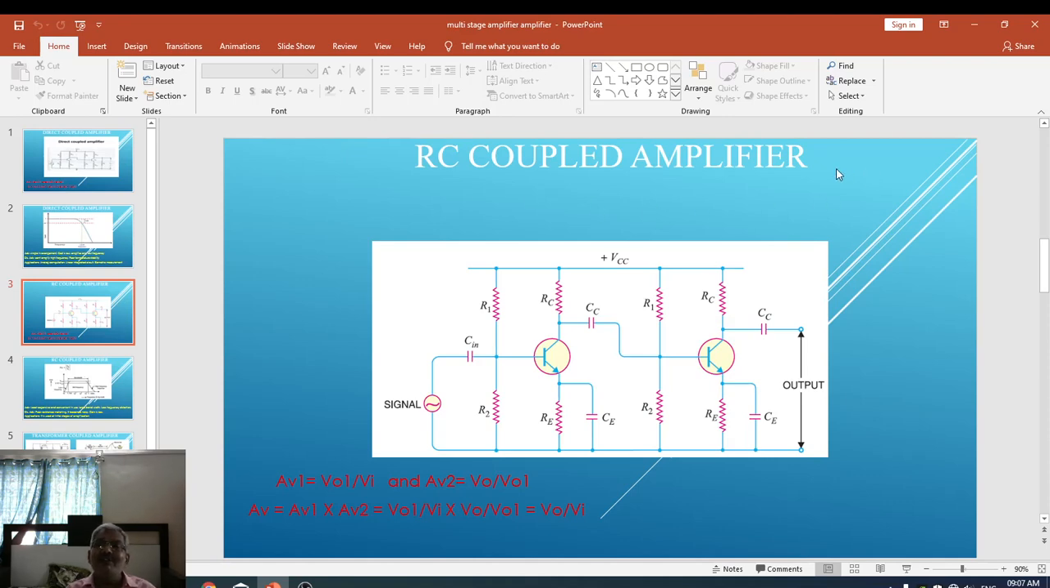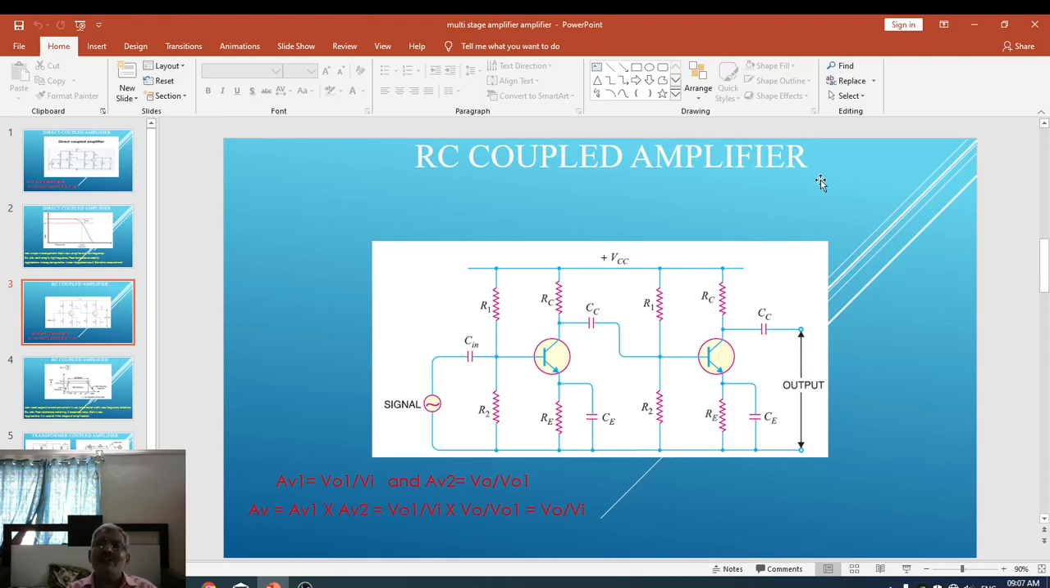Friends, it has a very wide bandwidth. It can amplify all signals in low frequency, in mid frequency, even in high frequency. That is why it is a widely used amplifier in practice.